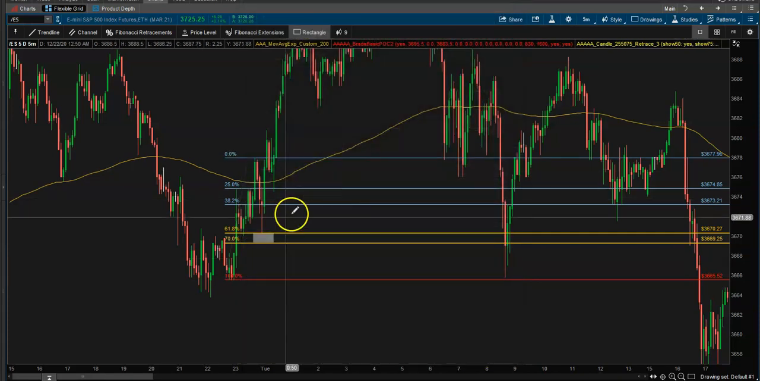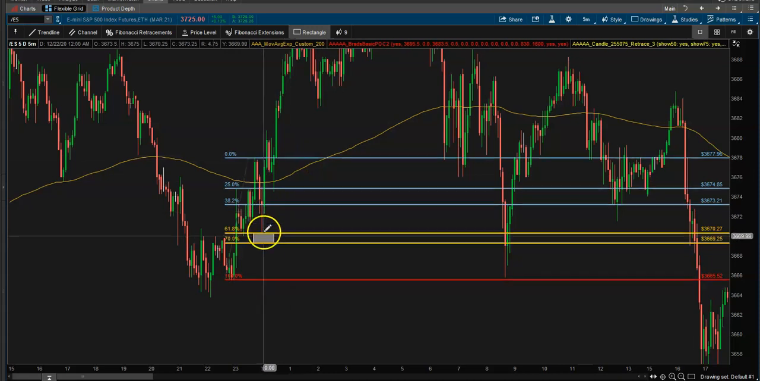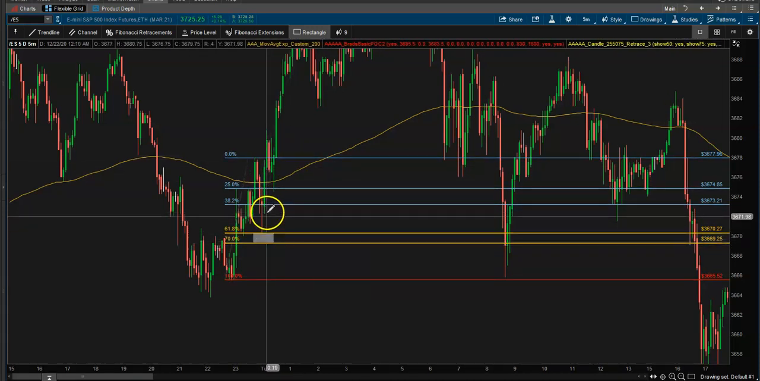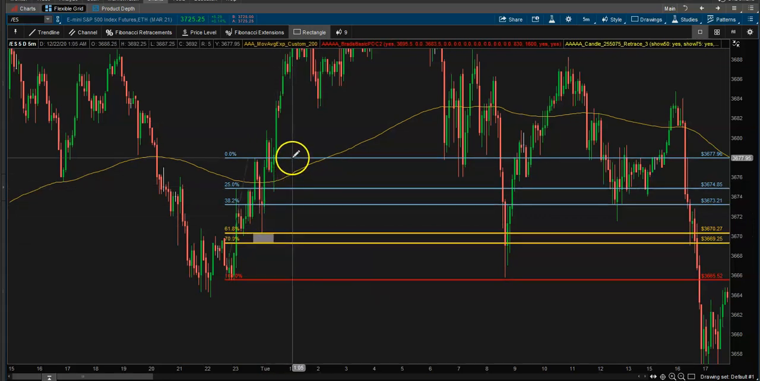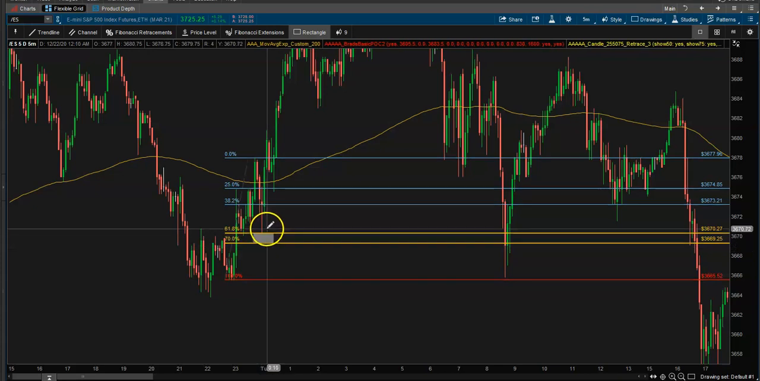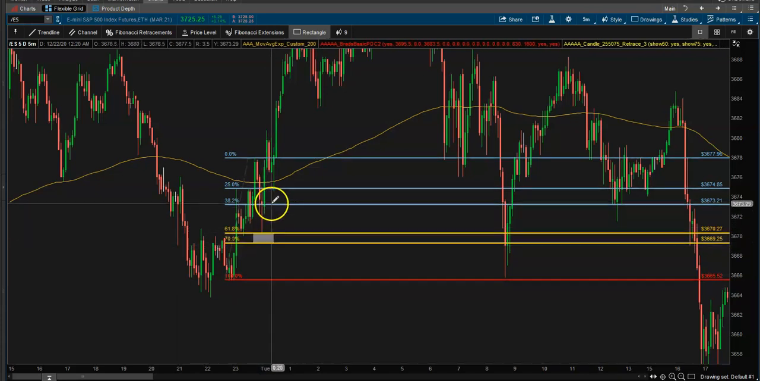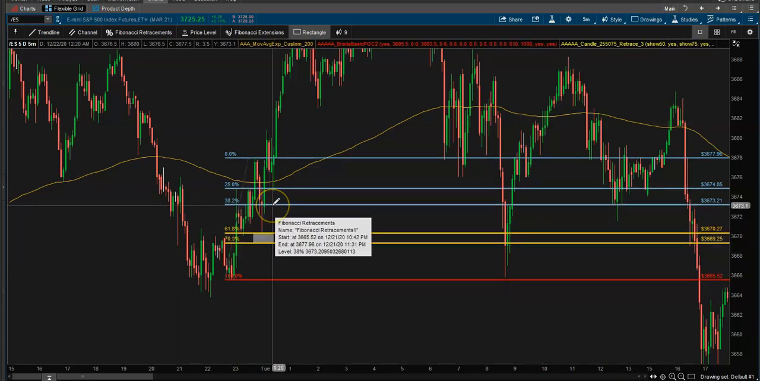Let's go to 0 right here. This would be your third target. So you would look to buy here, maybe add some here, and then on the bounce start to scale out. Or you could say, hey, let me buy some here, add a little more here, and then if it gets to the 38, get me all out. It's up to you. There's no right or wrong way, okay?